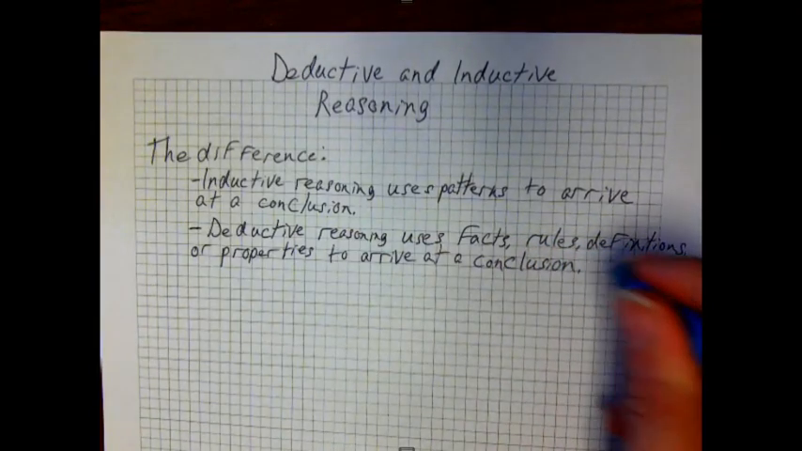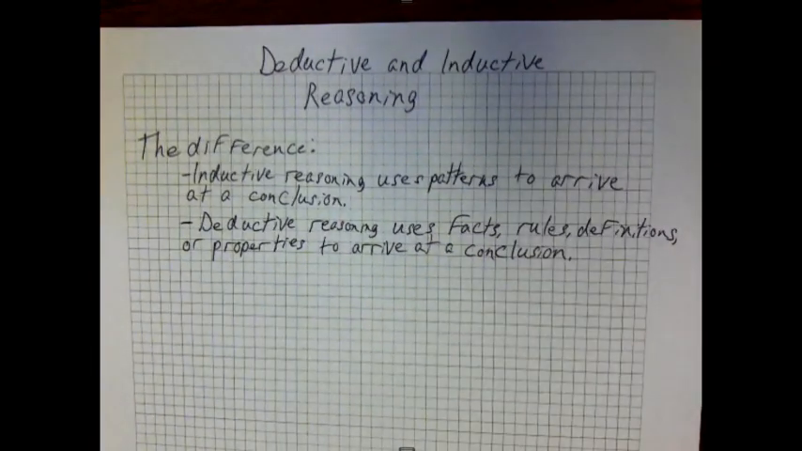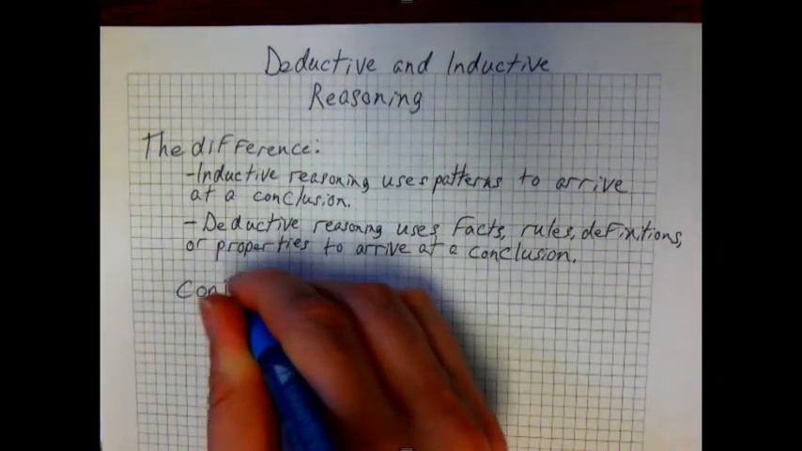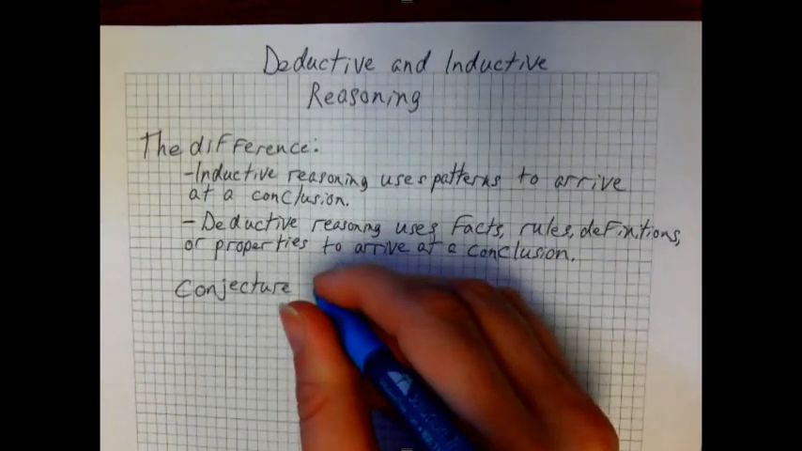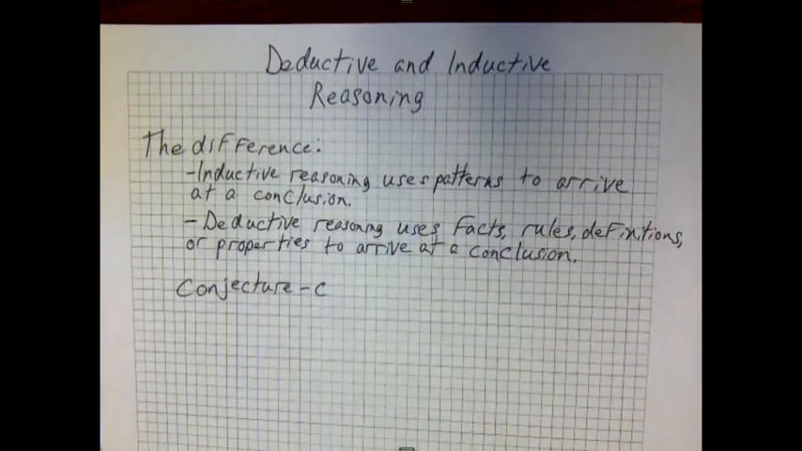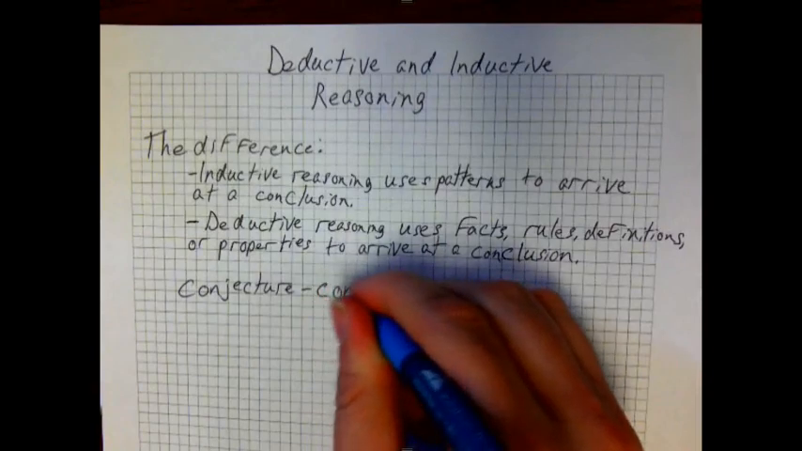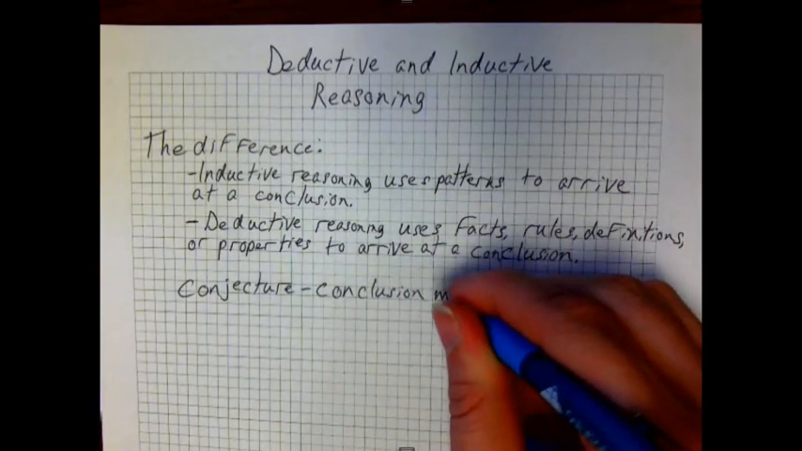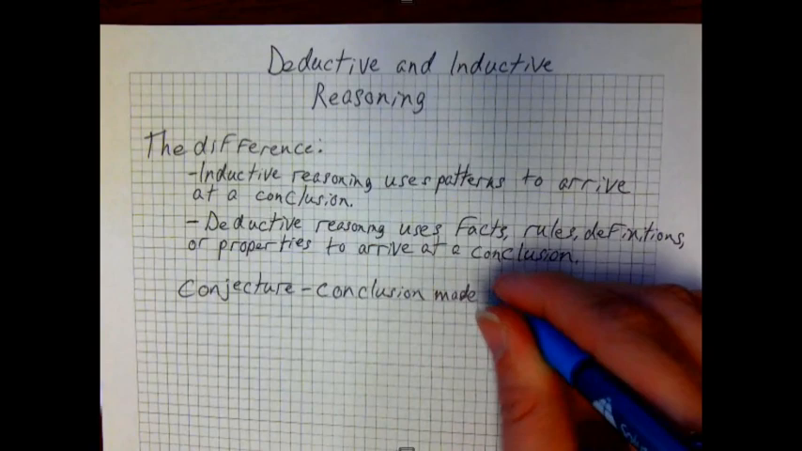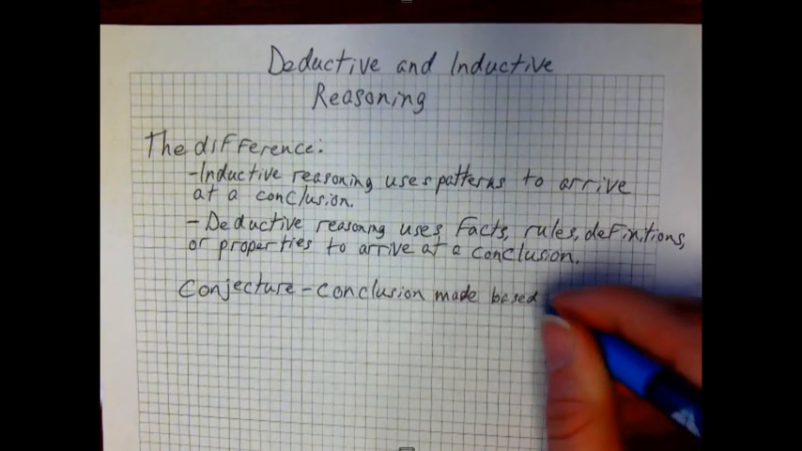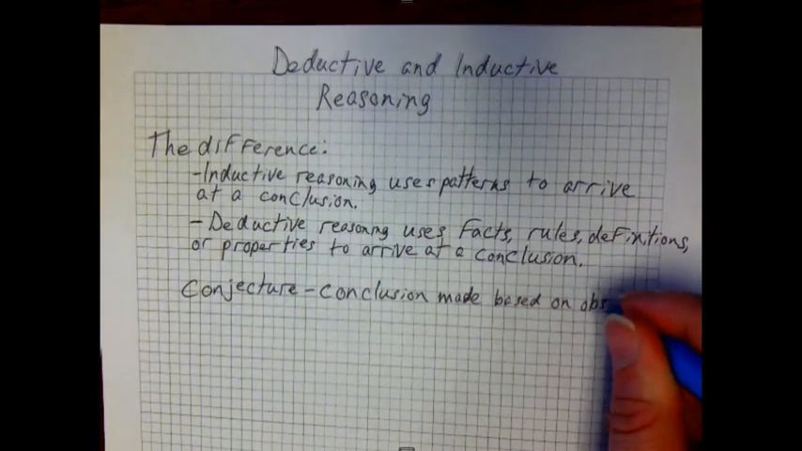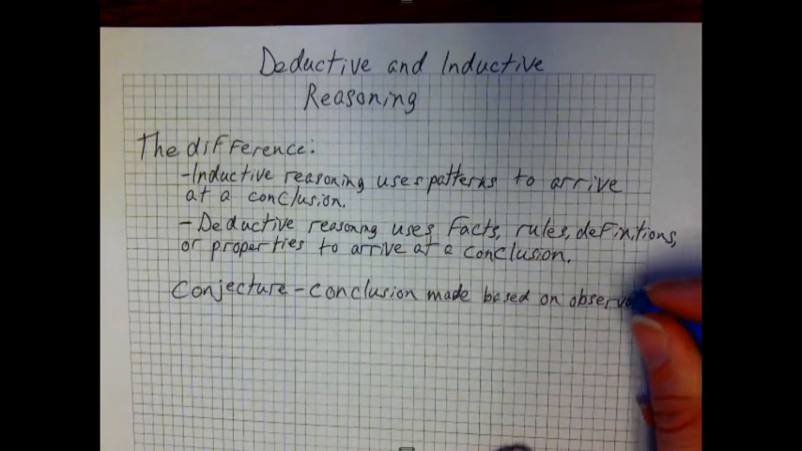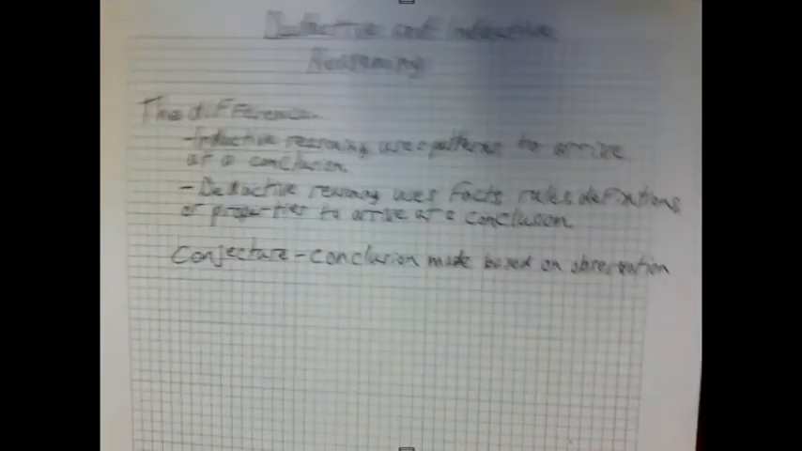Inductive reasoning finds evidence through observation. And then a conjecture, another important word. A conjecture is a conclusion that is made based on observation. So if we observe a pattern through inductive reasoning, we can make a conjecture about what the rule of that pattern is. And that's what we'll be doing a lot in our practice in a minute.